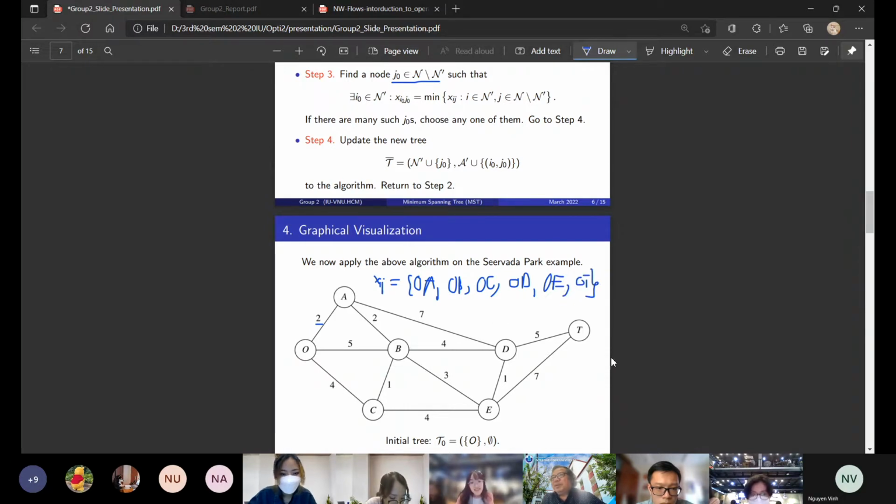But as we can see, if we connect from node O to node A, to node B is 5, C is 4. And if we connect to D in here, we have some possible paths to go from O to D. For example, I take OAD in here, it will be 9. From O to E in here, I will go OCE. This is 8.